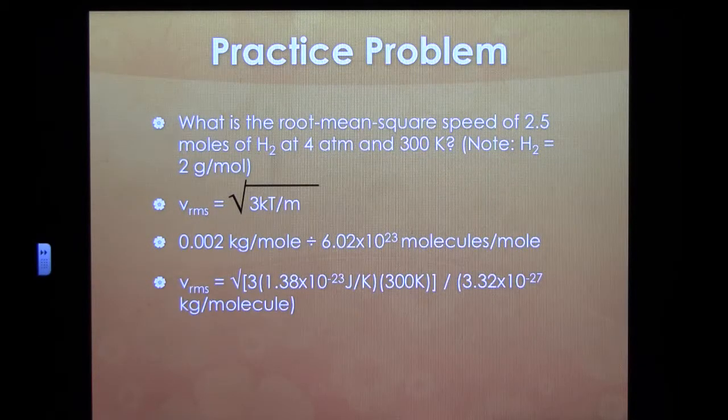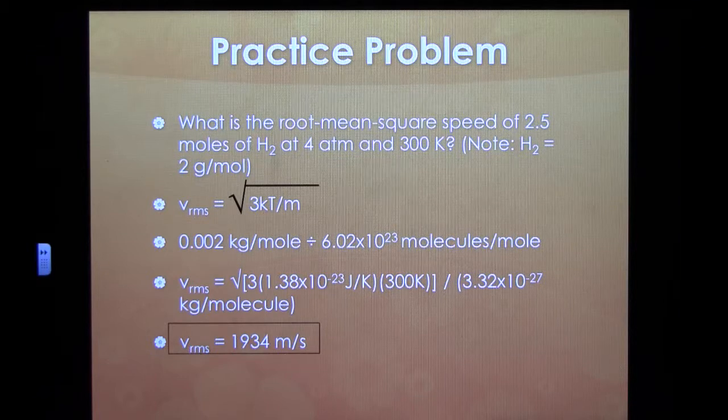And then we can plug that value in. So the root mean squared speed is equal to the square root of 3, k, which is 1.38 times 10 to the negative 23rd joules per Kelvin, times the temperature, 300 Kelvin, dividing that whole quantity by 3.32 times 10 to the negative 27 kilograms, that's what we just found. Solving for root mean square speed, we get 1,934 meters per second. So that is the average speed of the molecules, the root mean squared speed of the molecules.